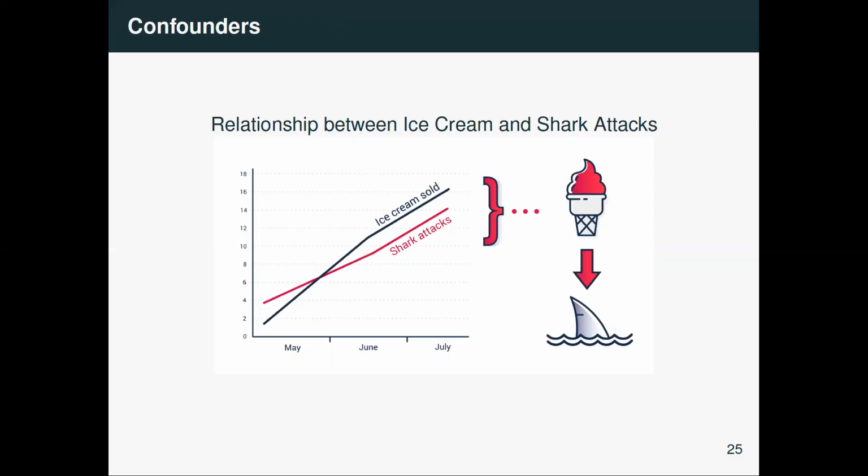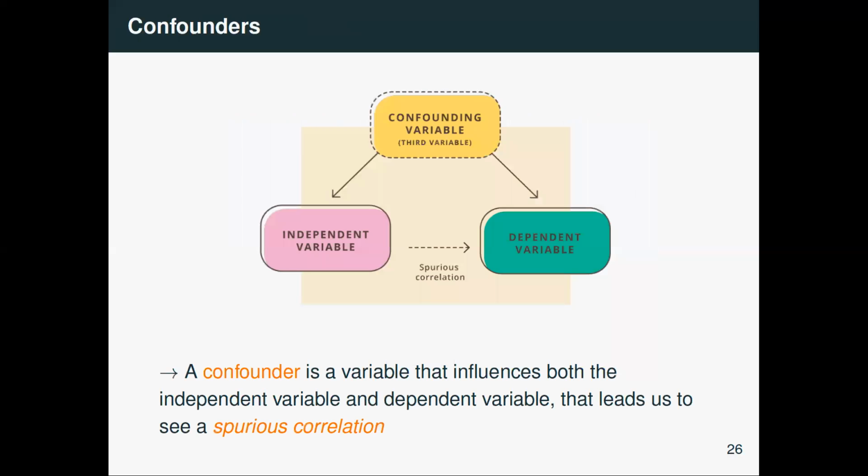So the time of year or summer is what we call a confounder. A confounding variable or confounder is a variable that influences both the independent variable and dependent variable and leads to a spurious correlation. So in this case, independent variable being ice cream, dependent variable being shark attacks, and the confounding variable is summer. Now this is important to understand because this actually comes up a lot. A lot of data stories attempt to make causal arguments and will often run into a problem of confounders.